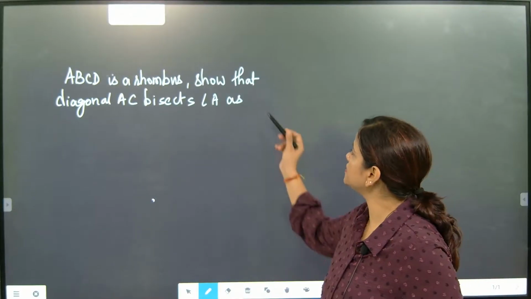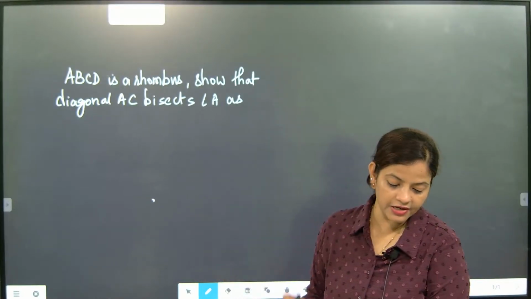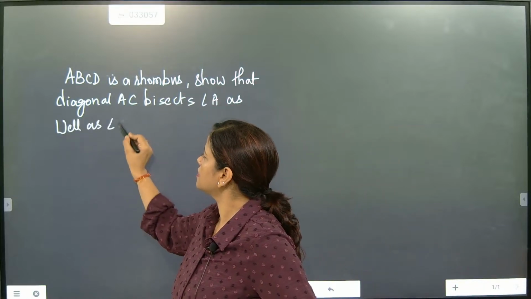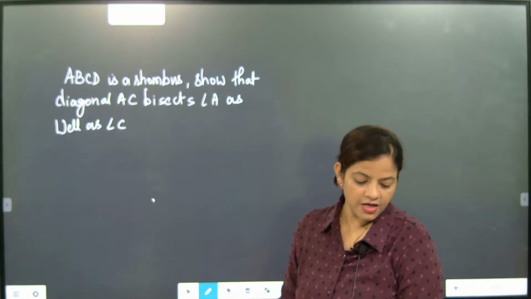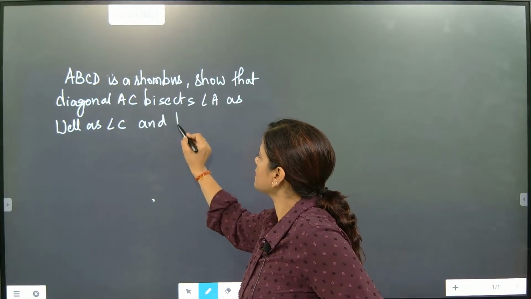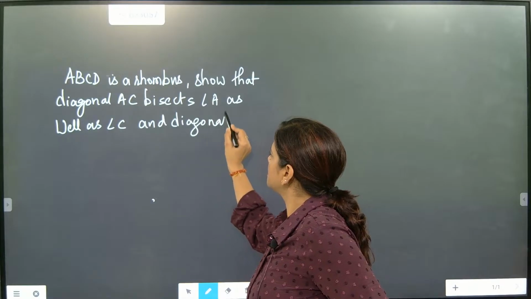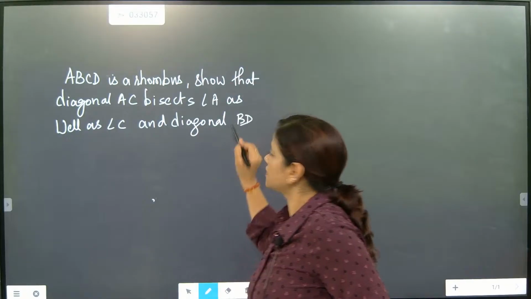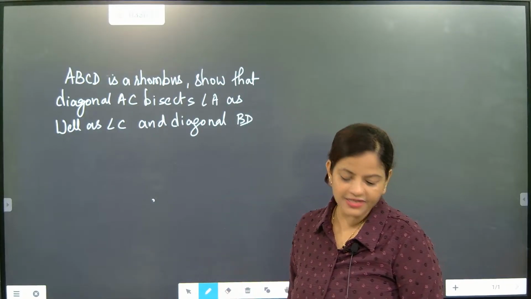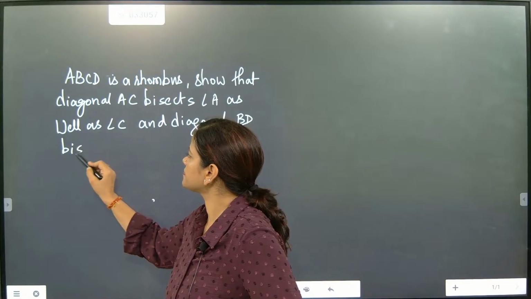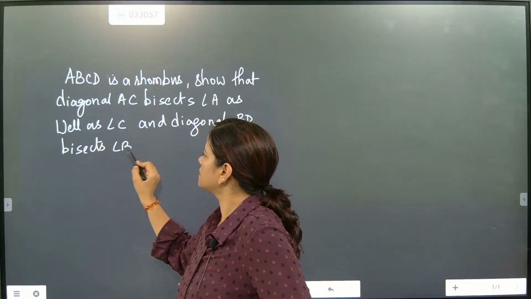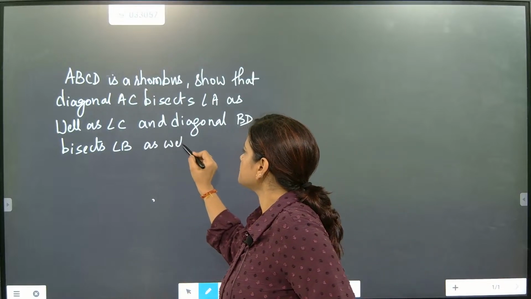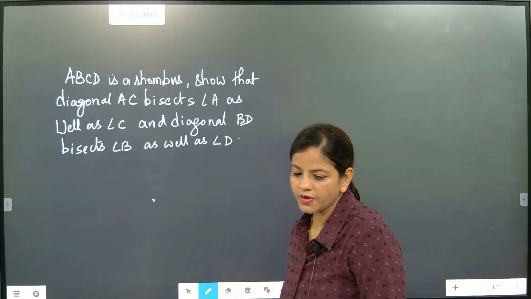So now look, ABCD is a rhombus. Show that diagonal AC bisects angle A as well as angle C, and diagonal BD bisects angle B as well as angle D. Okay, so this is the question.